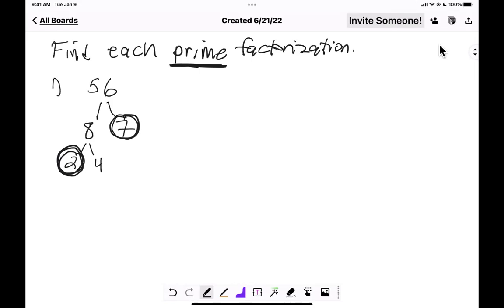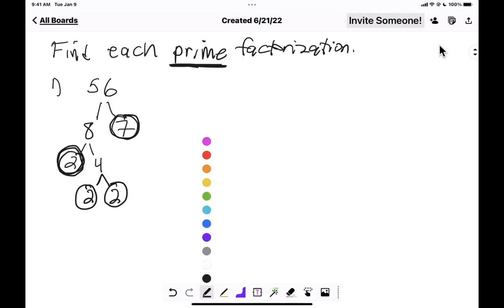So 4 is not. I can break 4 down to 2 times 2. Now, they are both prime. I have everything broken down to primes. I'm done with my prime factorization. That's what this is called, breaking them down into primes. It's called factorizing to primes.